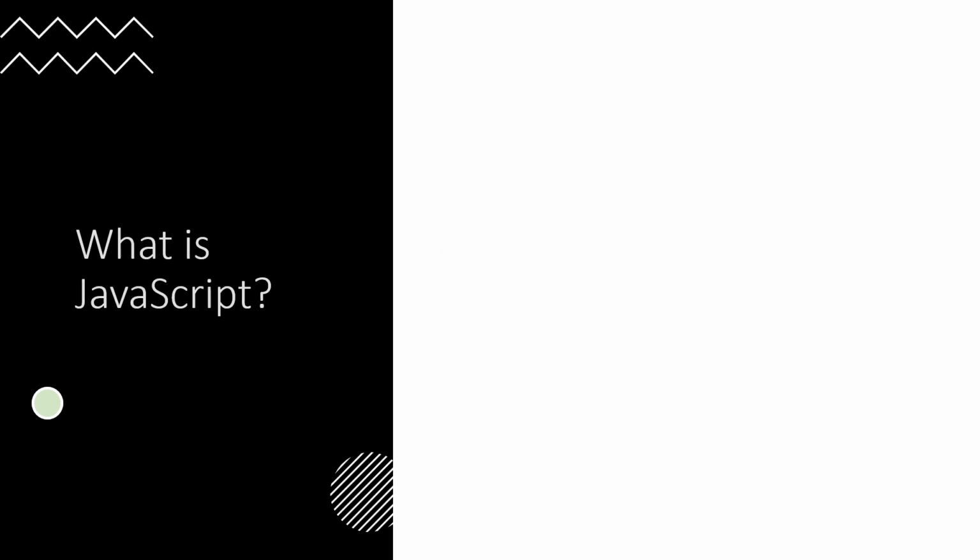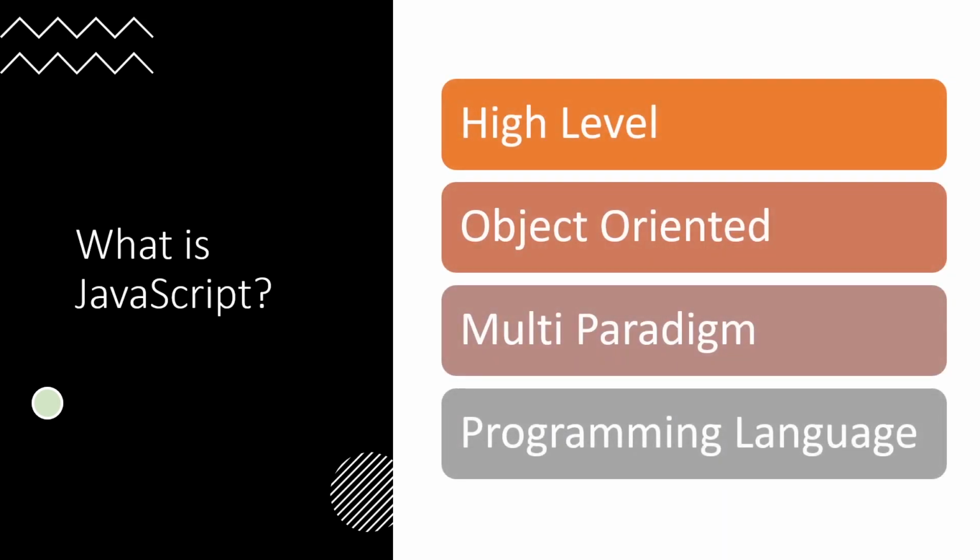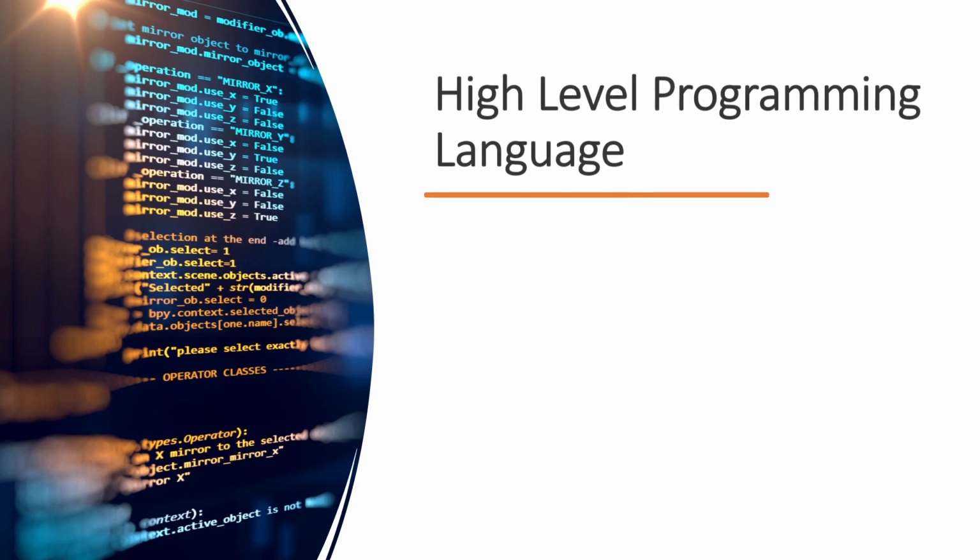Okay. Now, what is JavaScript? So definitely JavaScript is a programming language that we have learned, but it is not simply a programming language. It is high level, object oriented and multi-paradigm. These three important points are there with JavaScript. Now, what does it mean? Let's understand that quickly. High level programming language.